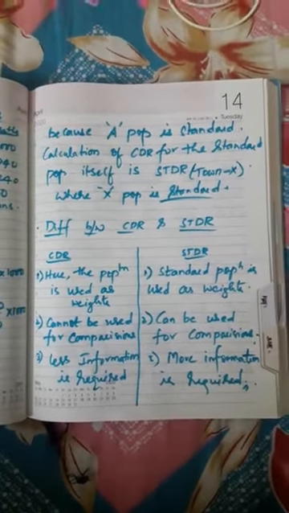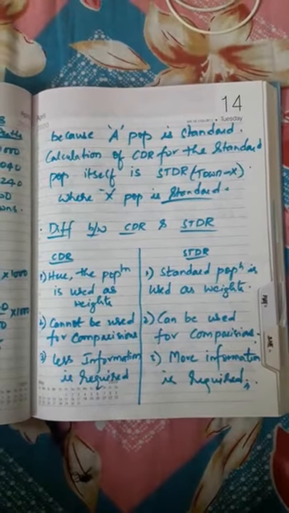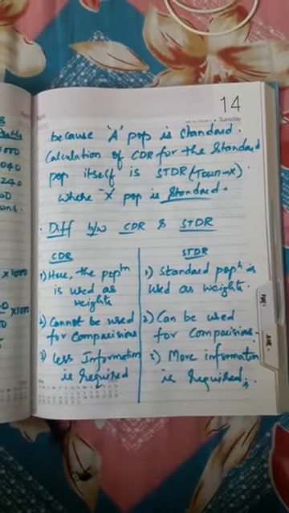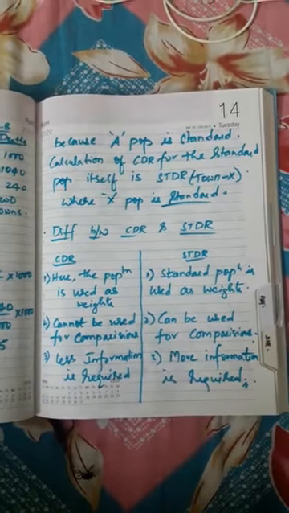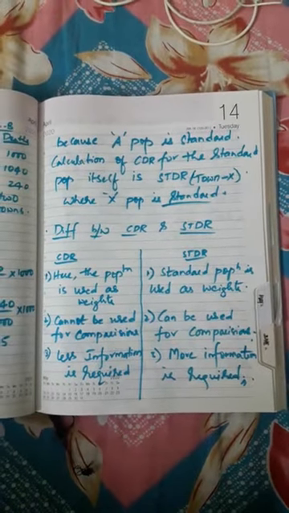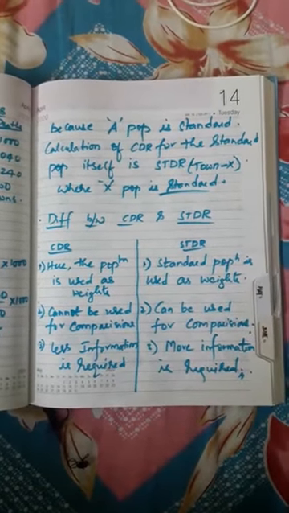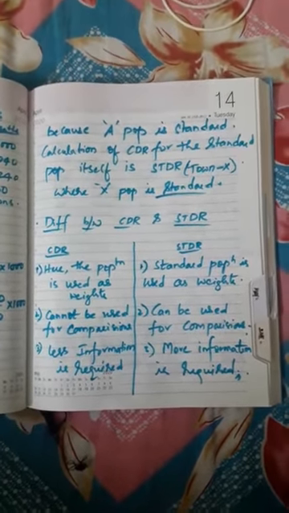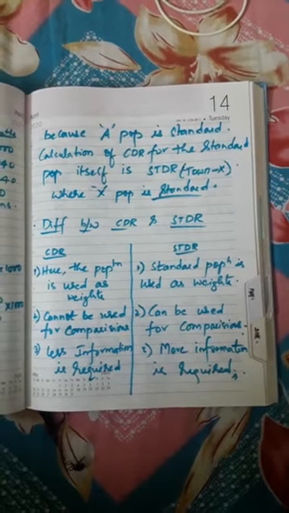So the second point: CDR cannot be used for comparison, STDR can be used for comparison. Third, in CDR less information is required, and in STDR more information is required. So these are the 3 points, differences between CDR and STDR. Noted? So shall we go to the merits and demerits of STDR? Yes.